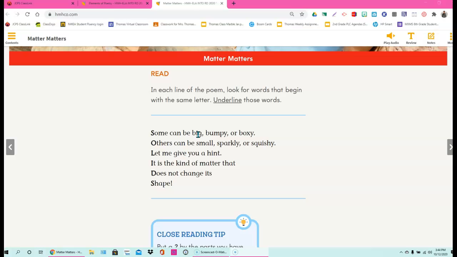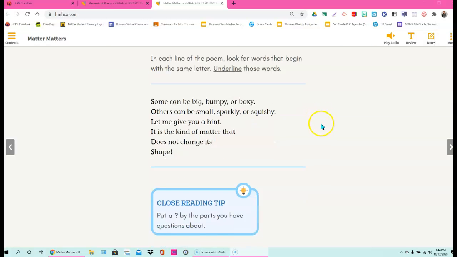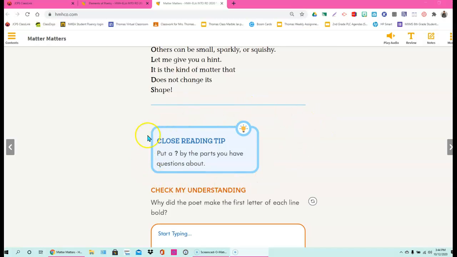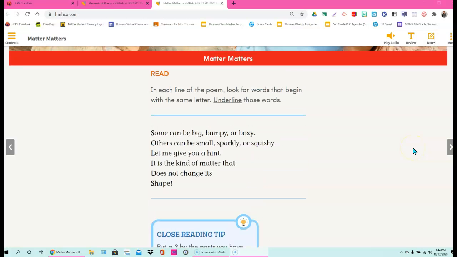Another thing on this page that I want you to do, and this is because good readers always ask and answer questions before, during, and after reading. So if while Mrs. Thomas is reading this, you have any questions about any parts of it, put a little question mark beside it, and then we can see if your questions are answered by the end of it. So I am going to read the poem and mark it up. As I'm doing that, I want you doing the same thing in your book, okay?